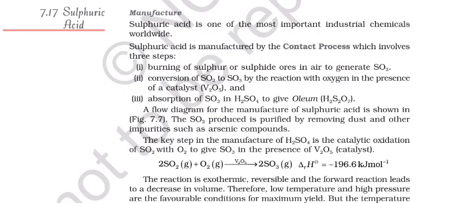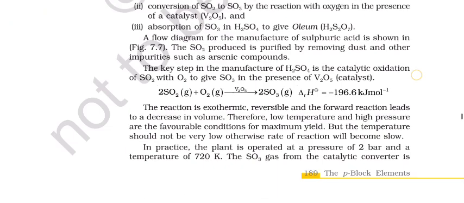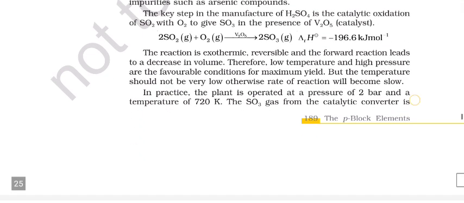The SO2 produced is purified by removing dust and other impurities such as arsenic compounds. The key step is the catalytic oxidation of SO2 with O2 to give SO3 in the presence of V2O5. The reaction is exothermic, reversible, and the forward reaction leads to a decrease in volume. Therefore, low temperature and high pressure are the favorable conditions for maximum yield. But the temperature should not be very low, otherwise the rate of reaction will become slow. In practice, the plant is operated at a pressure of 2 bar and a temperature of 720 Kelvin.